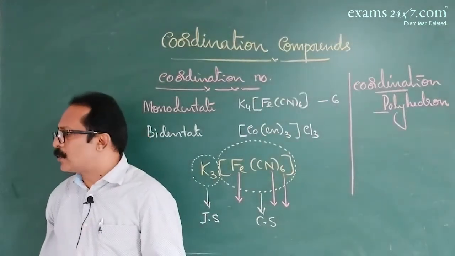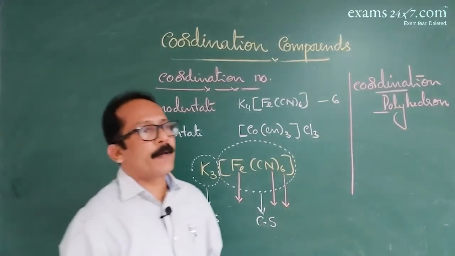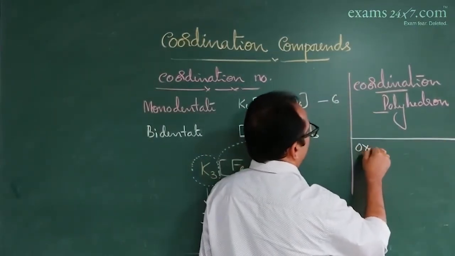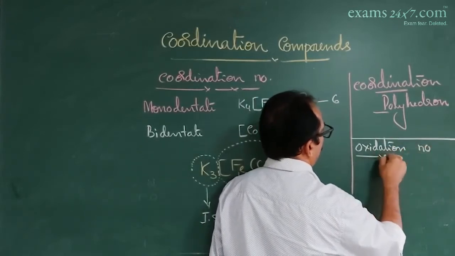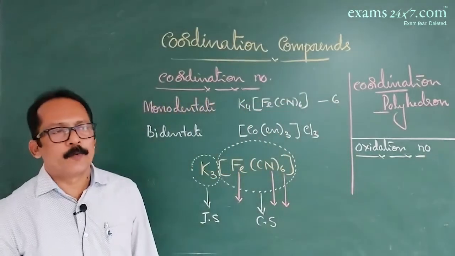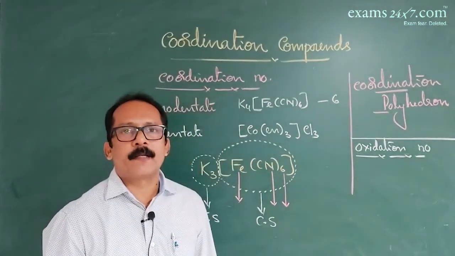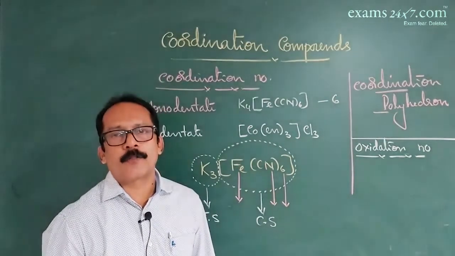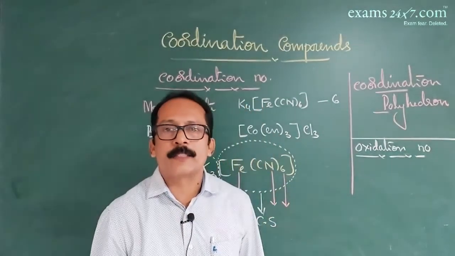Now, moving on to the calculation of the oxidation number of the central metal atom or metal ion. If the ion is given, then you can calculate the oxidation state of the central metal ion or metal atom by considering the charge present on the ligands, and the sum of the charges is equal to the charge on the ion.